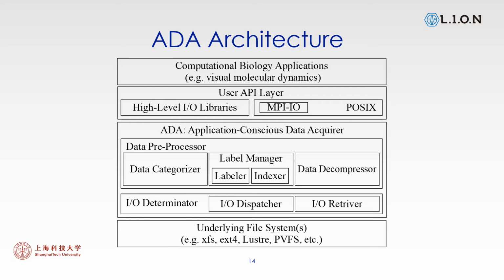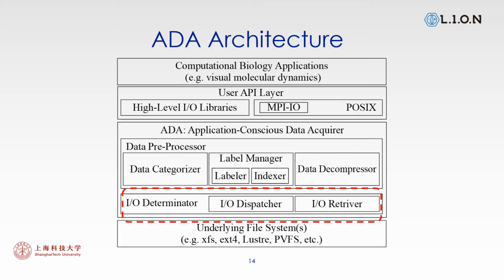ADA has two groups of components. In the data preprocessor, the data decompressor decompresses data into raw data. The data categorizer categorizes data into data subsets. The labeler assigns tags to data subsets. The indexer maps the tags with data subsets and gets paths from them.